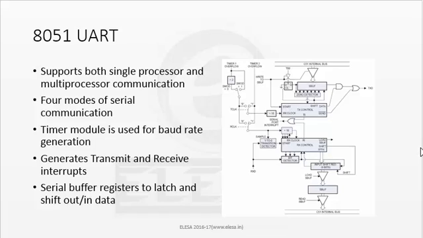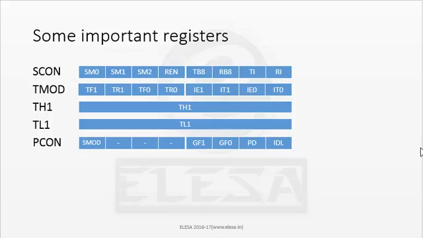Now we move forward to understand some of the very important registers in the functioning of the UART module. The first one is the SCON or the serial control register. Starting from the LSB, the RI and TI bits are the receive and transmit interrupts, which are set by the transmit and receive control block.